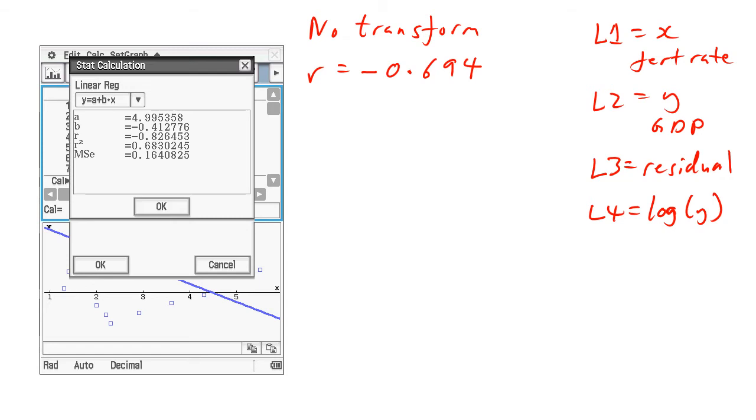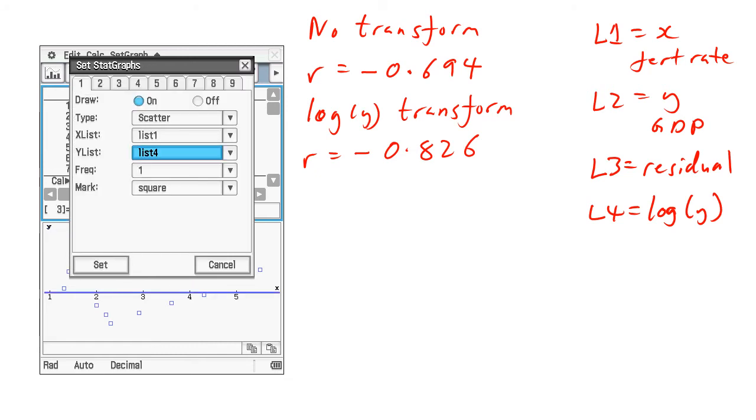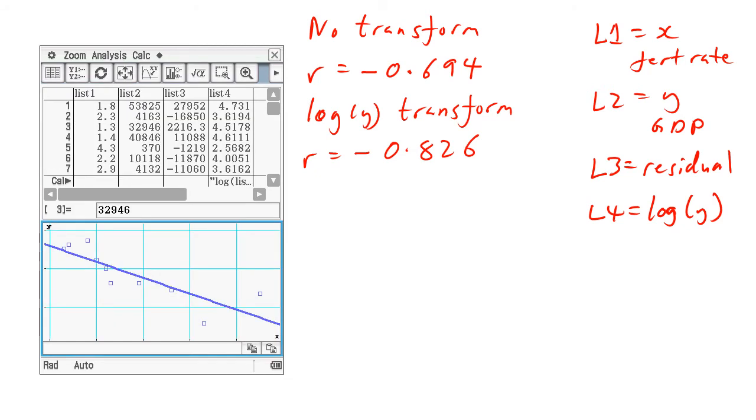So we're going to say with the log of y transform, r equals minus 0.826. Well, that worked really, really well. We've got a massive improvement in the r, therefore we can say that the log y transform is a good transform. So we're just going to do a quick scatter plot of that, list 1 versus list 4. And if you see that, the dots do look closer to the line than they did before. We have a less obvious smiley face.